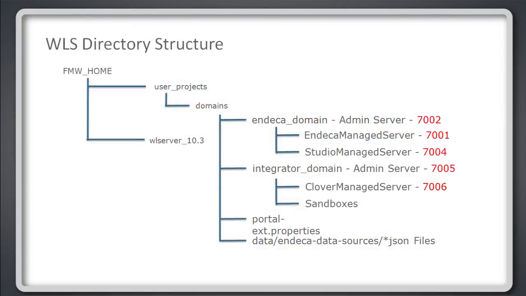How does it look on the disk? That's how it looks on the disk. We have two domains. We have the Endeca domain, with the Endeca managed server and the Studio managed server. We also have the Integrator, and on that we have the Clover managed server and the sandbox. Why do we need two domains? Because we have different JDKs, 1.6 and 1.7, so that's why we have two domains. These are the default ports, as shown on the slide.